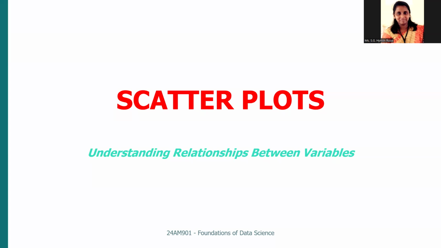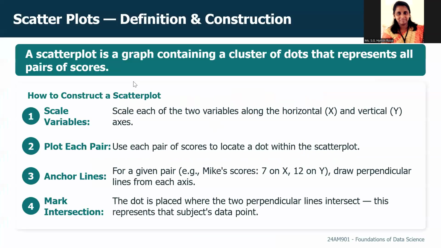How to construct a scatter plot? Step one, scale the axes. Scale each of the two variables along the horizontal x axis and the vertical y axis. Choose appropriate scales for each variable. One variable is plotted on the x axis, which is the independent variable, and the other on the y axis, which is the dependent variable.